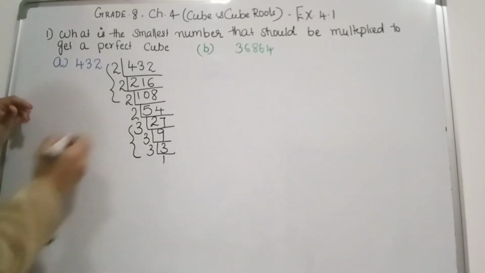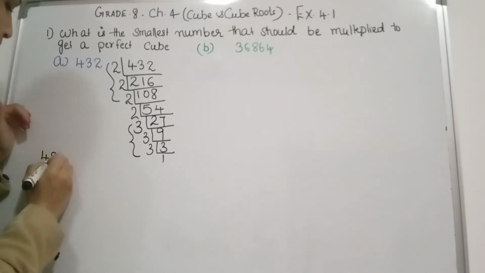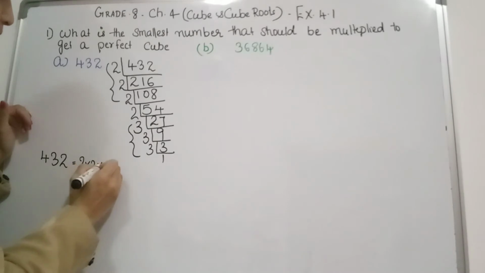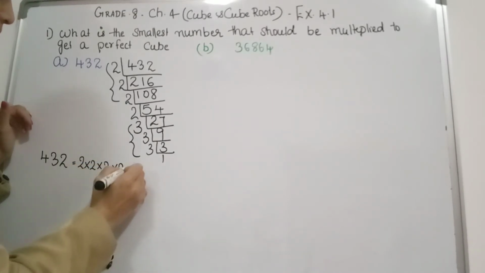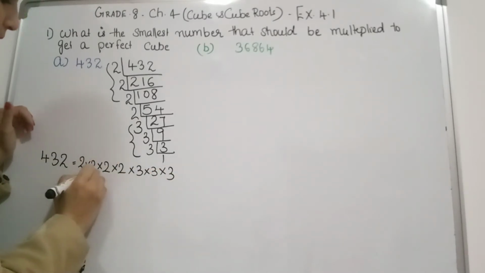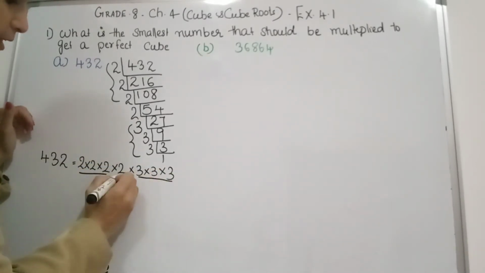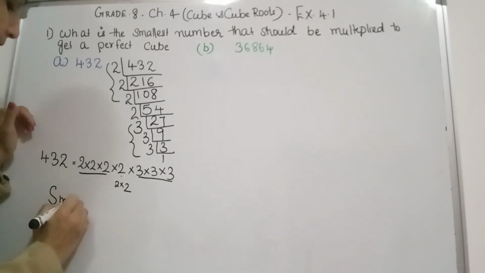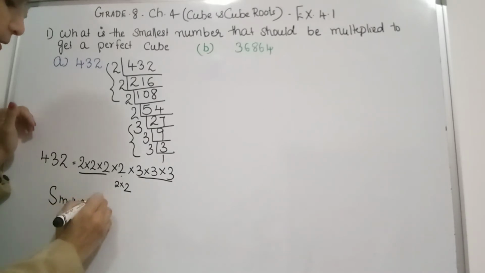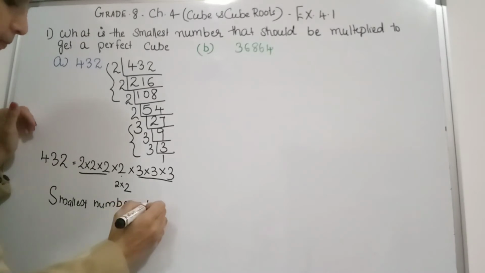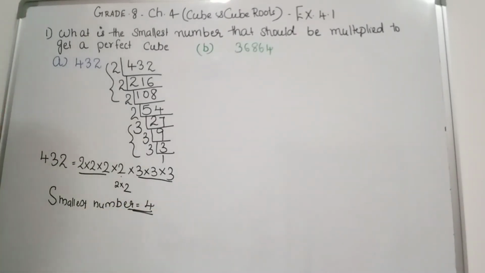So you can write 432 as 2 into 2 into 2, 3 into 3 into 3. So here one triplet and here one triplet. So you need here 2 into 2. So the smallest number that you have to multiply is 4. The smallest number is 4. So this is our answer.